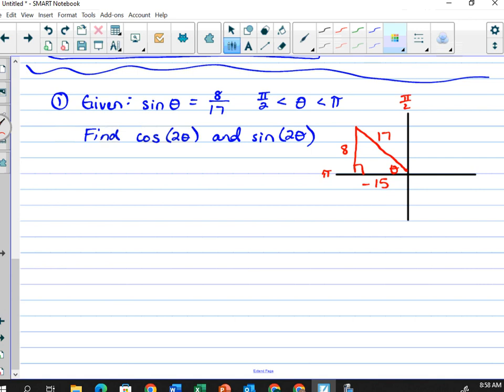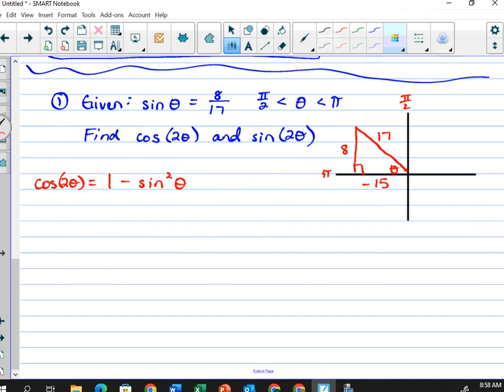Okay, so we're going to find cosine of 2 theta first. You've got a bunch of different formulas you could pick for cosine of 2 theta. You could do cosine squared minus sine squared, 1 minus 2 sine squared, 2 cosine squared minus 1. I'm going to do the 1 minus 2 sine squared just for the simplicity of the numbers, and I don't have to deal with sine and cosine then. But it doesn't matter. You could absolutely pick any of the formulas to use.